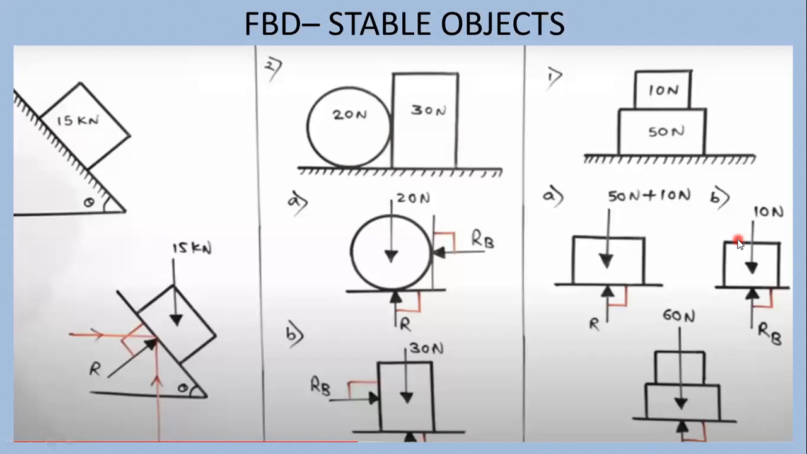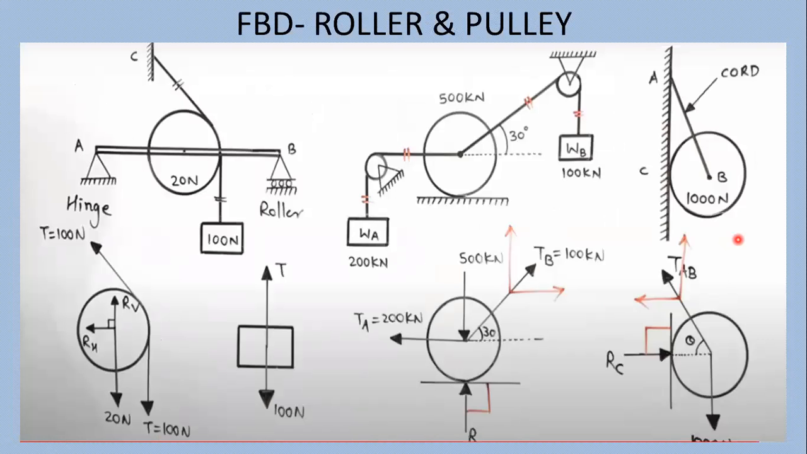Now we will see another type of free body diagram, that is for the pulleys and the cylinder or circular object, means pulleys and the roller. Roller is nothing but a circular object. So now let's move towards the next FBDs.